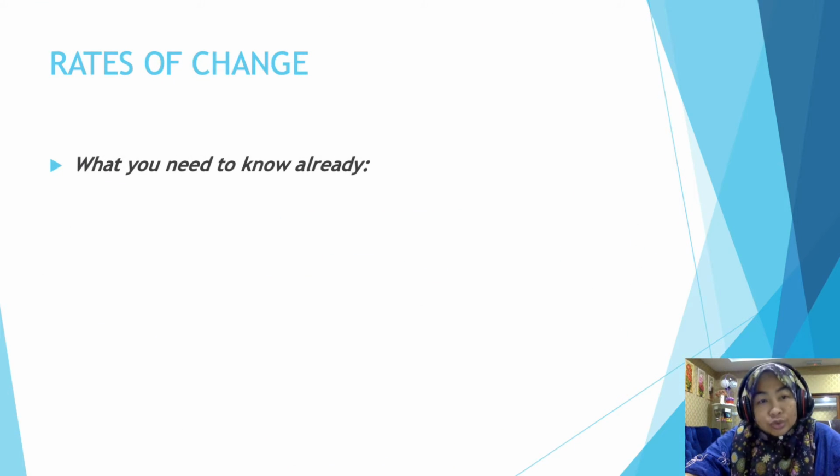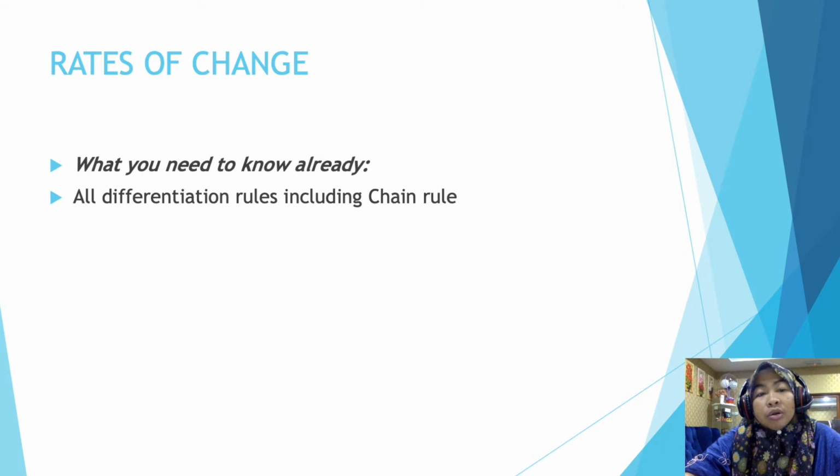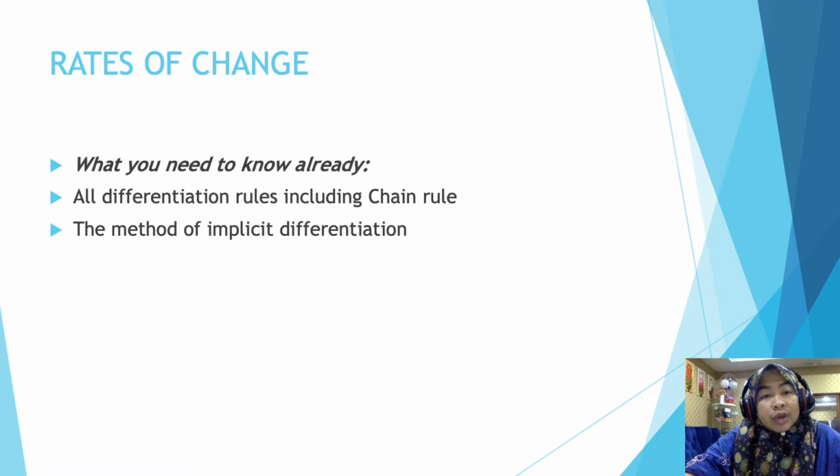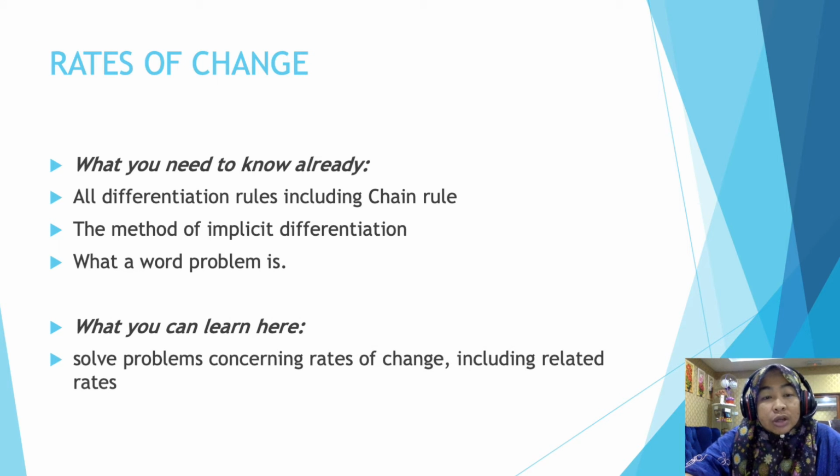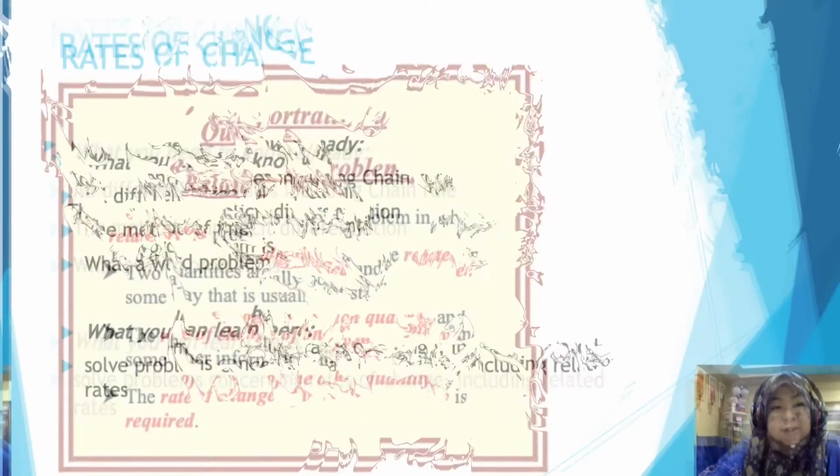Okay, what you need to know already is you have learned about all the differentiation rules, including chain rule. You have product rule, quotient rule, and also you have learned about implicit function differentiation. Of course you have to know what the problems from questions given. So in this topic, you have to solve problems concerning rates of change, including related rates.